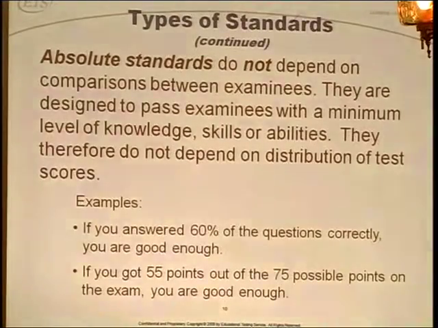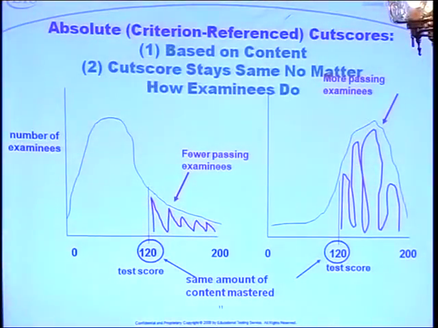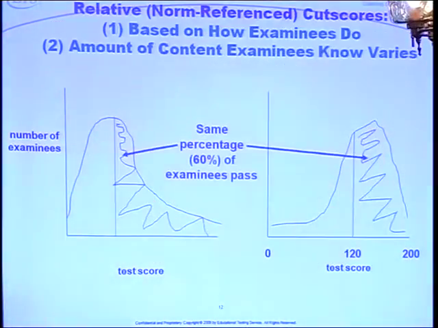So in this example, we have a score scale of 0 to 200, and let's say our cut score is 120. Now, if we have a group of examinees that are not that high in ability, they don't know a lot about the subject, with our cut score of 120, we're not going to pass a lot of people. It's because we're going by what they know, not by the distribution of scores.